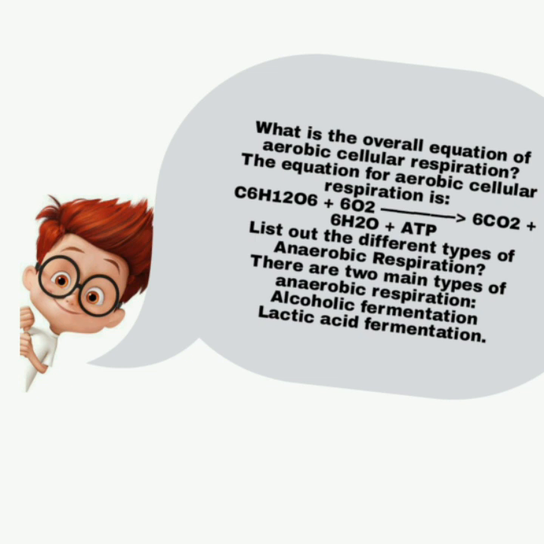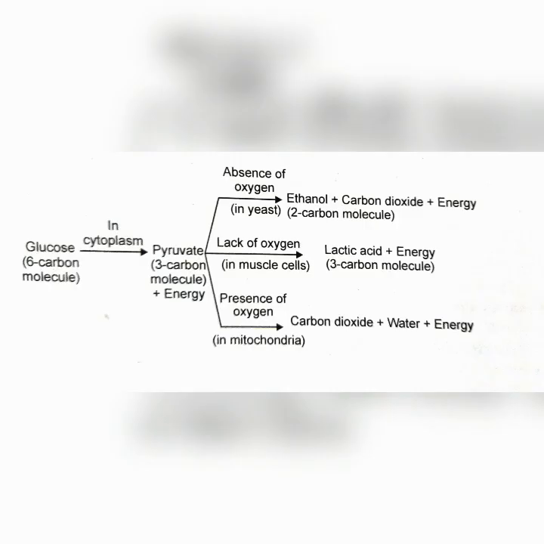Okay, so when we are talking about respiration, the first step is the same in each and every respiration. That means glucose in the cytoplasm is broken down. The first step is to break down the glucose and make a 3 carbon molecule, pyruvate. Now in absence of oxygen, that is in yeast, it is making ethanol. This pyruvate is being converted into ethyl alcohol, which is ethanol, and carbon dioxide, and this is referred to as alcoholic fermentation.